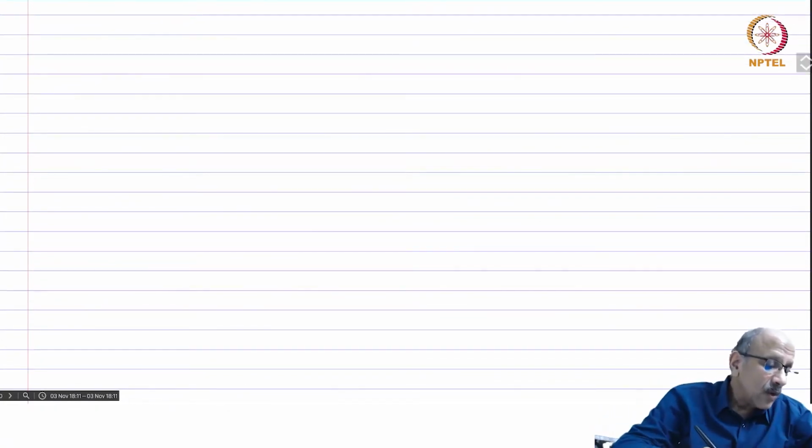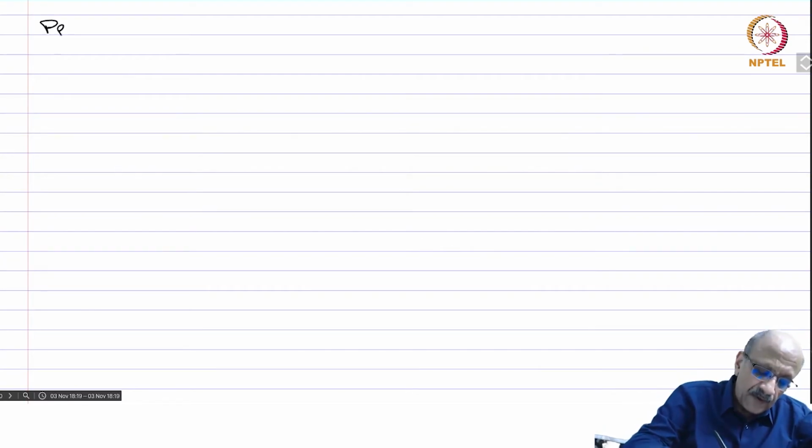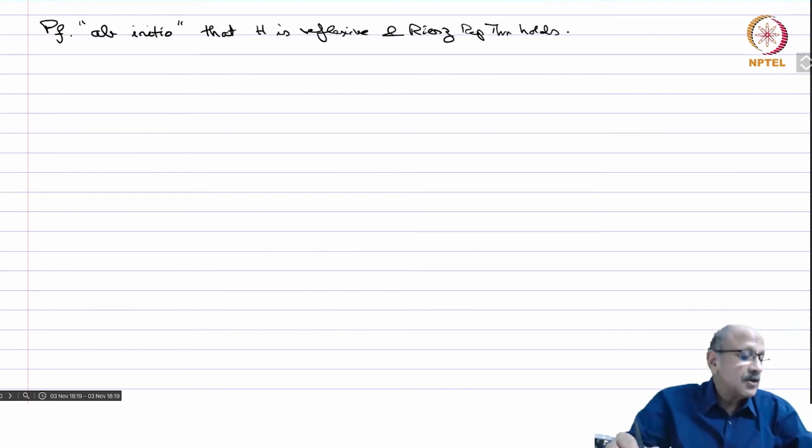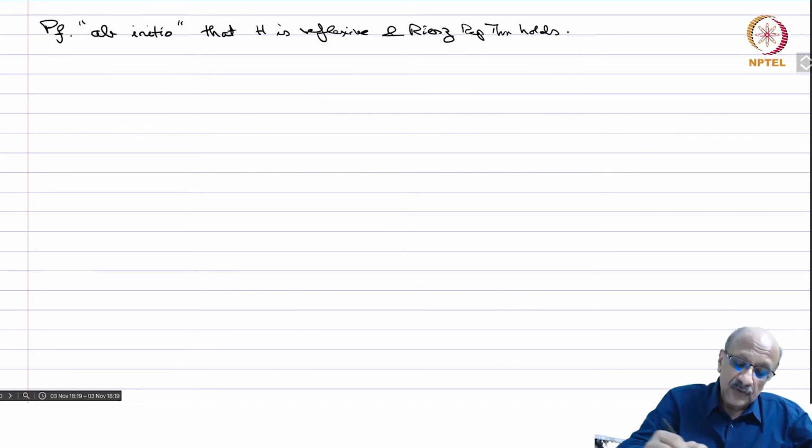Okay, so now we can directly prove, a proof ab initio, that means from first principles, that H is reflexive and the Riesz representation theorem holds. In fact, we will first prove the Riesz representation theorem, and then from that we will deduce that H is reflexive. So up to now, what have we done?